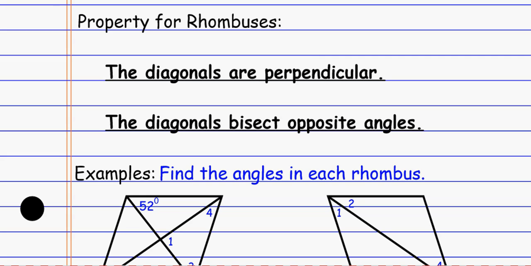When you think about the diagonals for a rhombus, that means it has another property too. The diagonals also bisect each other. Because it's still a parallelogram, it still has those properties as well. But in addition to those, they're also going to be perpendicular and they're going to bisect the opposite angles.